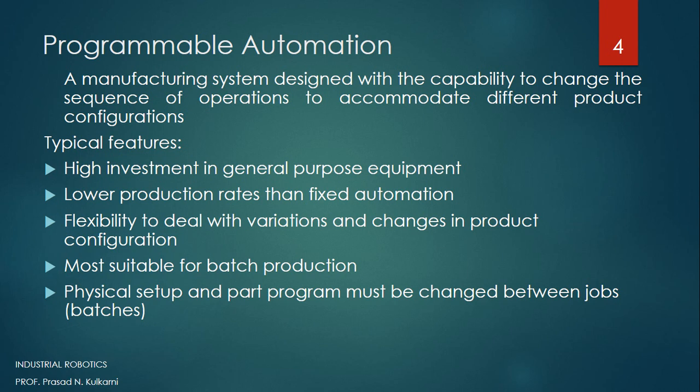Now there are features of this automation also: high investment in general purpose equipment, lower production rates than fixed automation, flexible to deal with variations and changes in product configuration, most suitable for batch production. Yes, batch production. In the previous case, in the fixed automation, only one unit you are going to manufacture, and again and again the same product you are getting. But here you assign a certain batch and you define that these kinds of operations are performed on this particular product. So similar products I can manufacture, I can produce. That's why it is suitable for batch production.